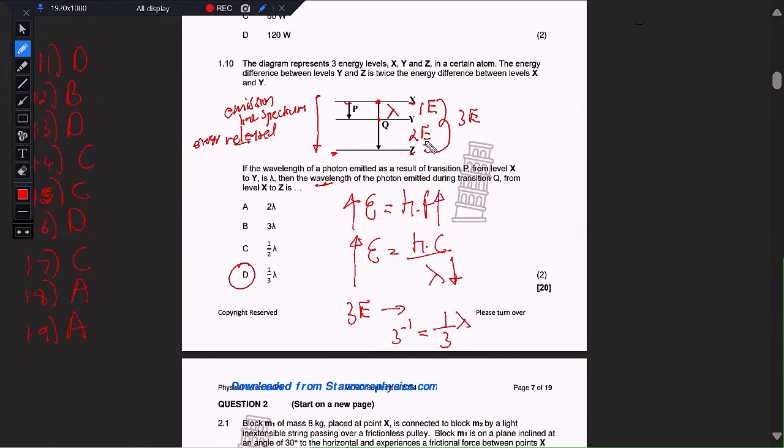Because at this point, the energy will be 3E, but then what must happen to the wavelength? The wavelength must be a reciprocal of that, which is 1/3 lambda. So 1.10 here is supposed to be option D. That's how you could have gone about answering your questions for the multiple choice, right? So all of that for 20 marks.